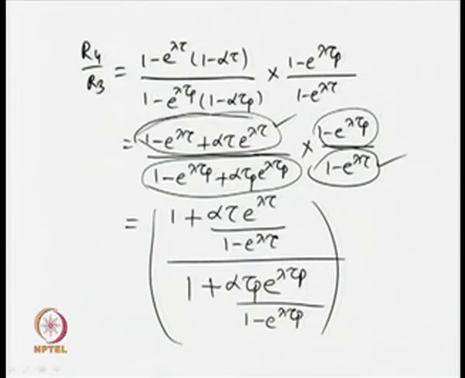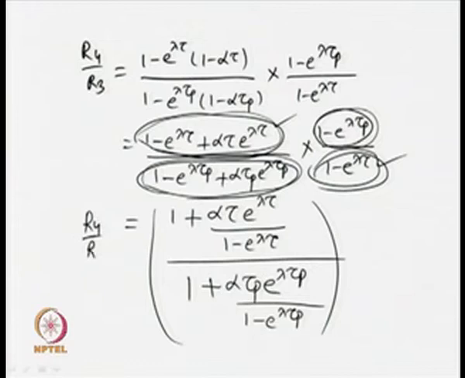Now, I have divided this by this and similarly this by this, that results in the expression R4 by R3 ratio in the form of 1 plus alpha tau times e to the power lambda tau upon 1 minus e to the power lambda tau in the numerator and 1 plus alpha tau p e to the power lambda tau p upon 1 minus e to the power lambda tau p in the denominator. So, we are getting this in some convenient form.